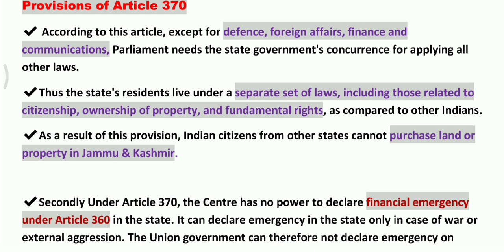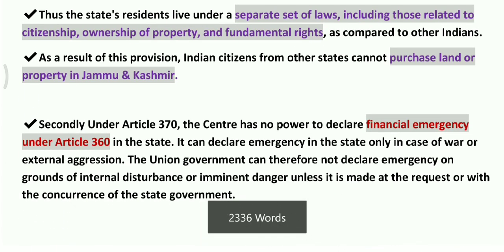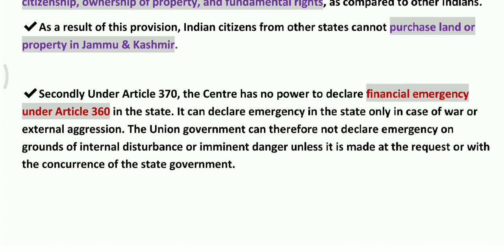As a result of this provision, Indian citizens from other states cannot purchase land or property in Jammu and Kashmir. Secondly, under Article 370, the centre has no power to declare financial emergency under Article 360 in the state. It can declare emergency in the state only in case of war or external aggression.